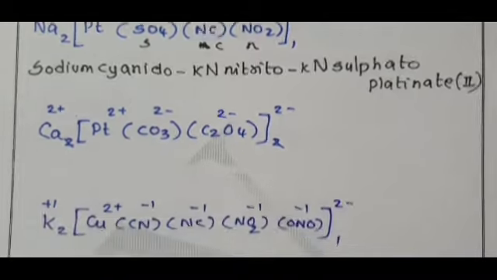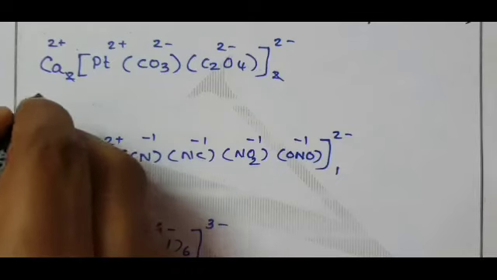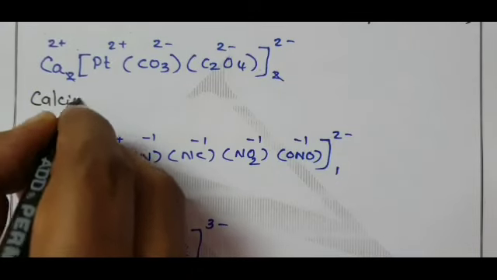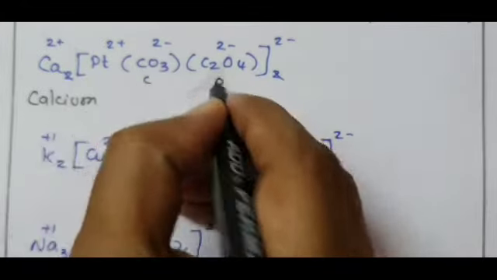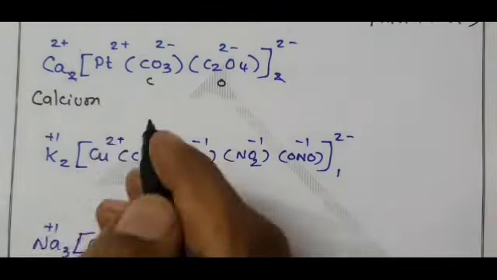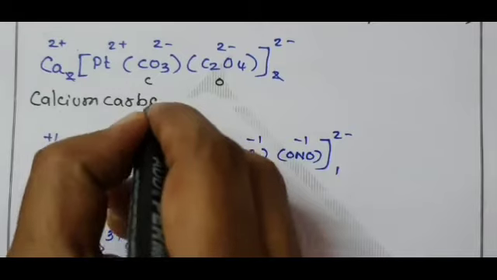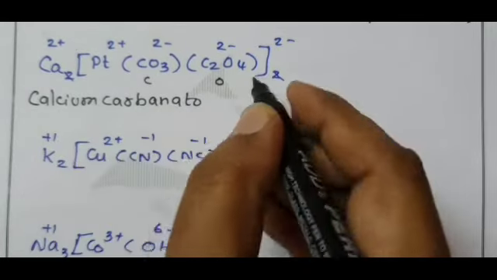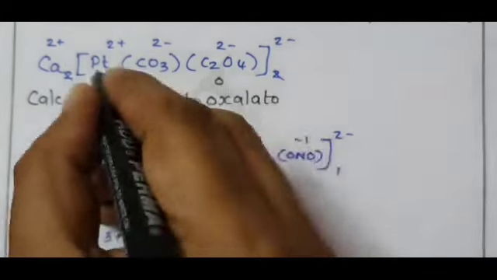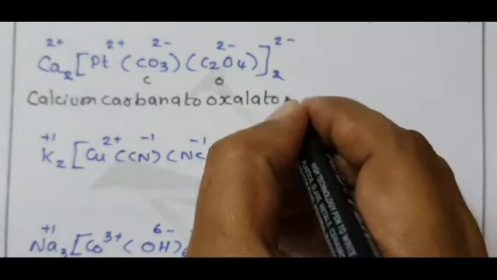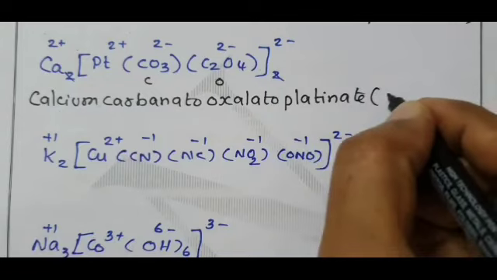The next complex, again a platinum complex. Cation is calcium. We have two ligands, one is carbonato, another one is oxalato. C is first, bidentate ligand. Carbonato, oxalato, central metal ion, anionic complex, therefore platinate, name ends with ate, oxidation state is 2.